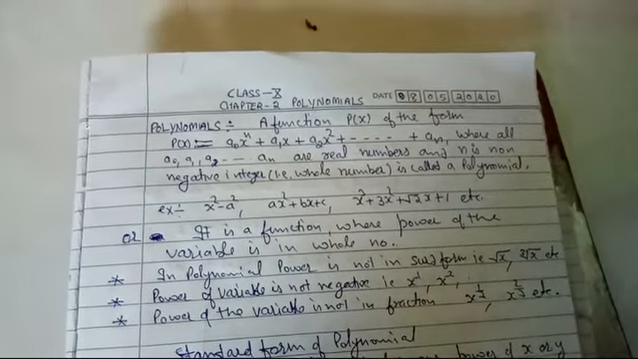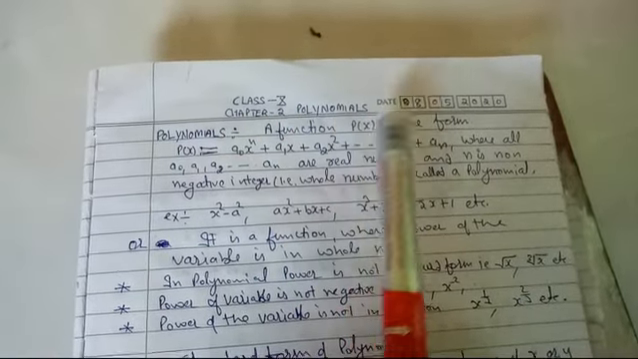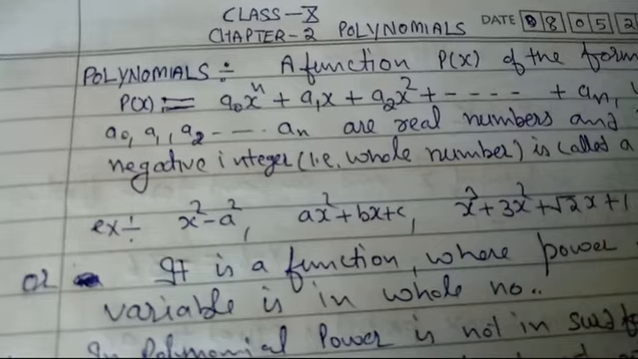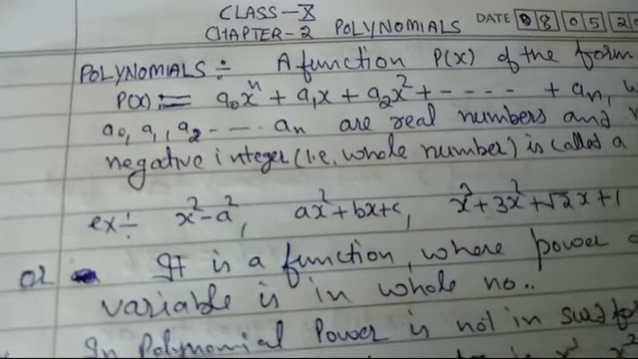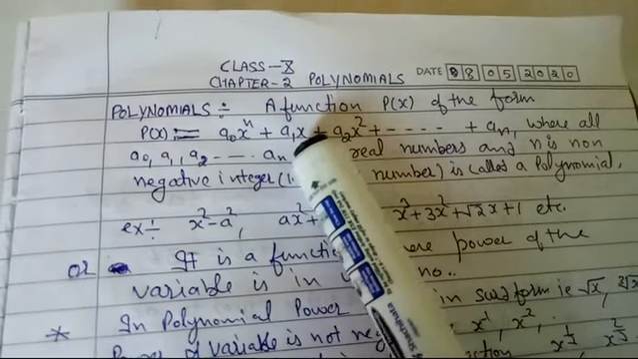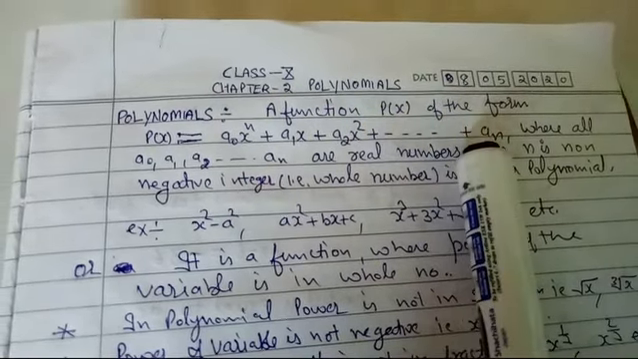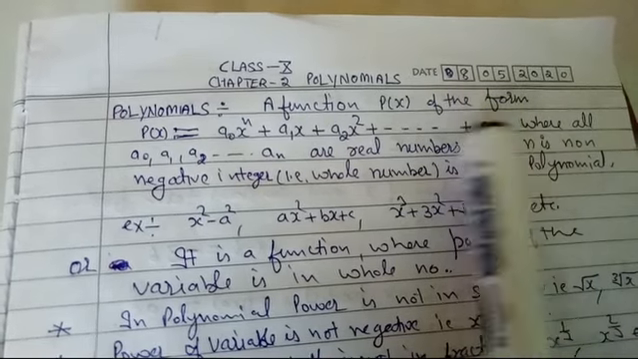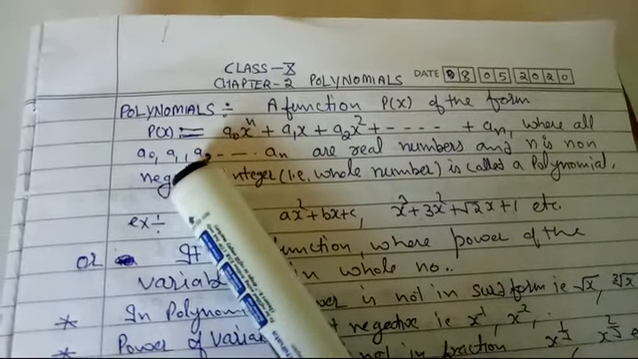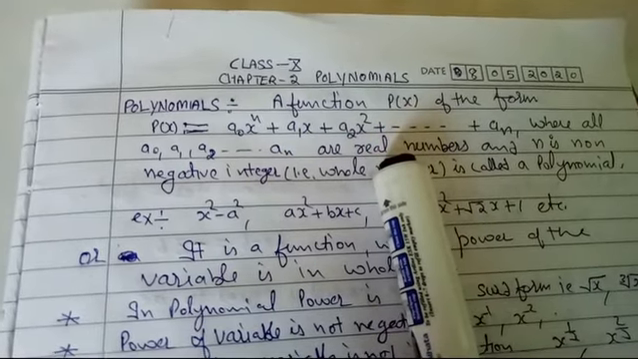What is a polynomial? A polynomial is a function p(x) of the form p(x) = a0 + a1x + a2x^2 + and so on up to anx^n, where all of a0, a1, a2 and so on up to an are real numbers. Real numbers we know very well.